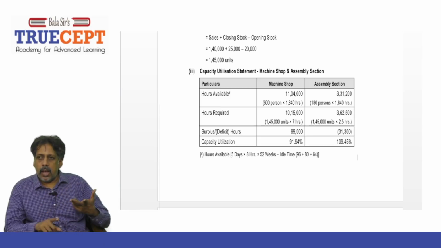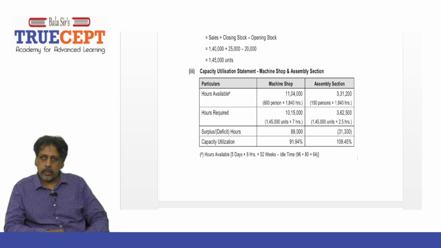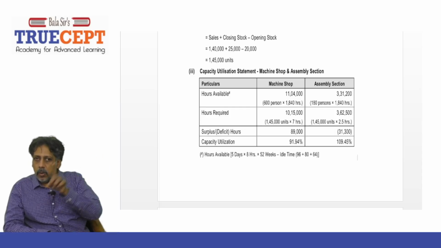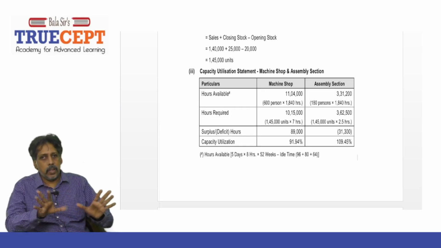And what is 1,45,000 units into 2.5 hours? That's a difference, right? Assembly section: 3,62,500. Very good. These are the hours required to produce 1,45,000 units of the output. Is that fine? Yes, sir.